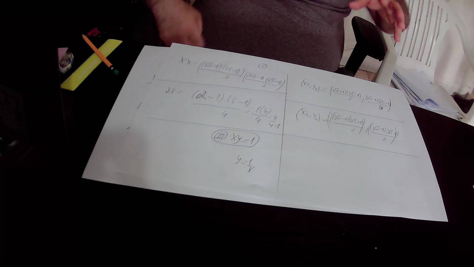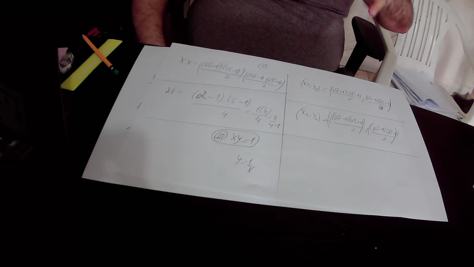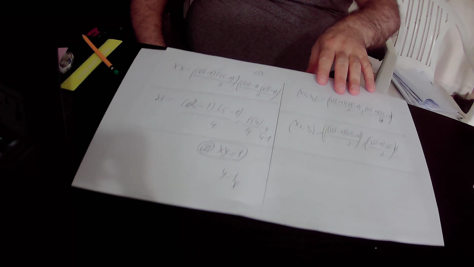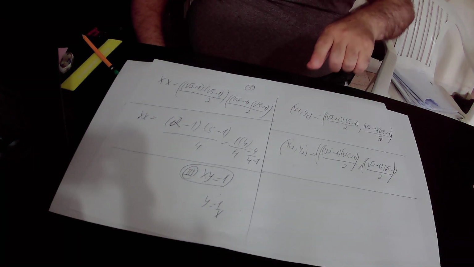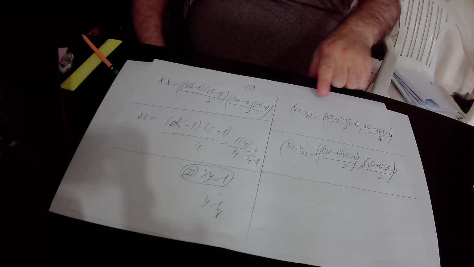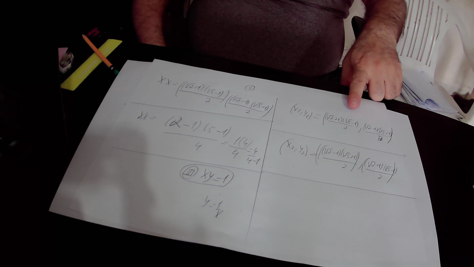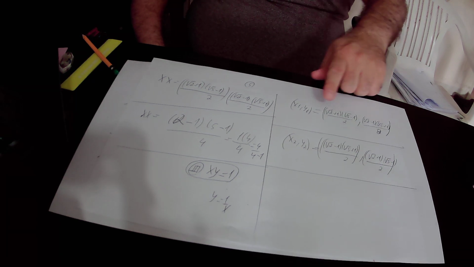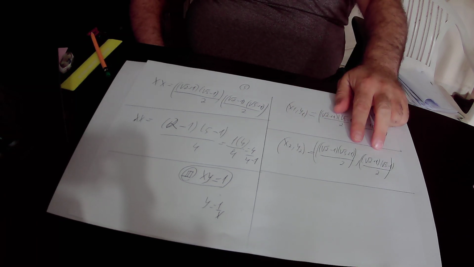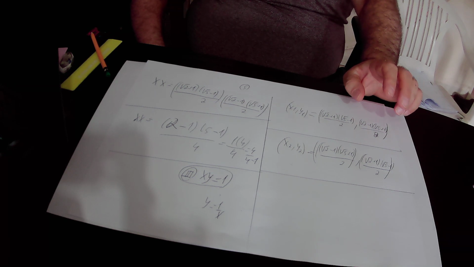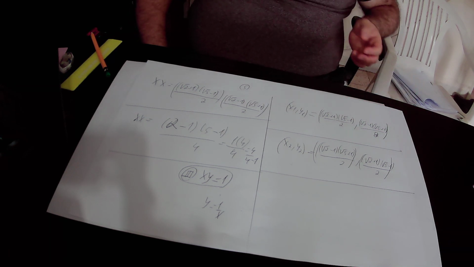So we have two solutions for x and y. The first two solutions for x1 and y1 are those two expressions, and x2 and y2 are those two expressions, and that is the answer to the question.